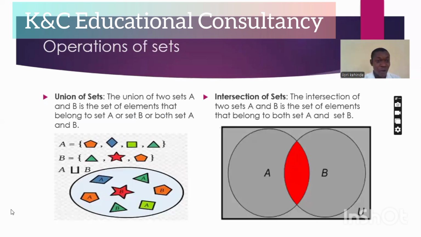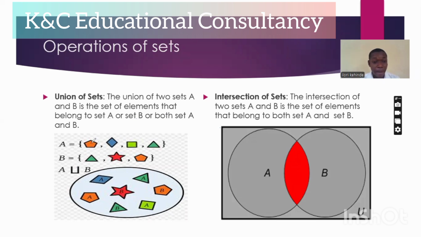For instance, when we look at this object here now, we can discover that set A comprises a pentagon, a square, a rectangle, and a triangle, while set B comprises what? Triangle, star, and what? And pentagon. Now, when you look at the two, we are talking about the union of the two of them.